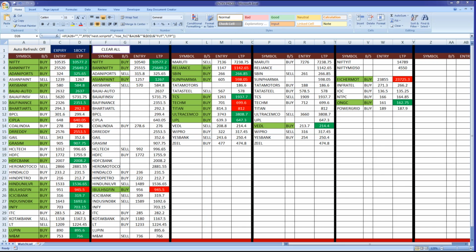I have a call in SBI, which is in profit. 266 is my entry. It's at 266.80, and the possible target is 268.30. 268.30 is a possibility. It has already made nearly 268. And my other trade is Adani Ports, which has already given you profits. It has made 330.